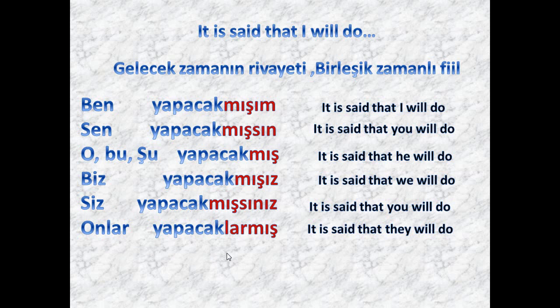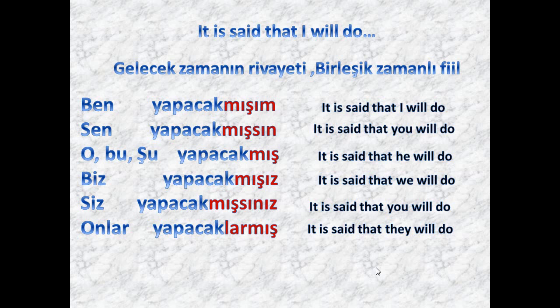I know I'm reading fast. I'm sorry about that. But you can stop the video and go syllable by syllable, like yapacakmışım. Yapacakmışsın. Okay, this is the way you can make it easier for yourself. Then you can listen to how fast I read. Okay, sorry about being that fast. I didn't want to bother you, but anyway.